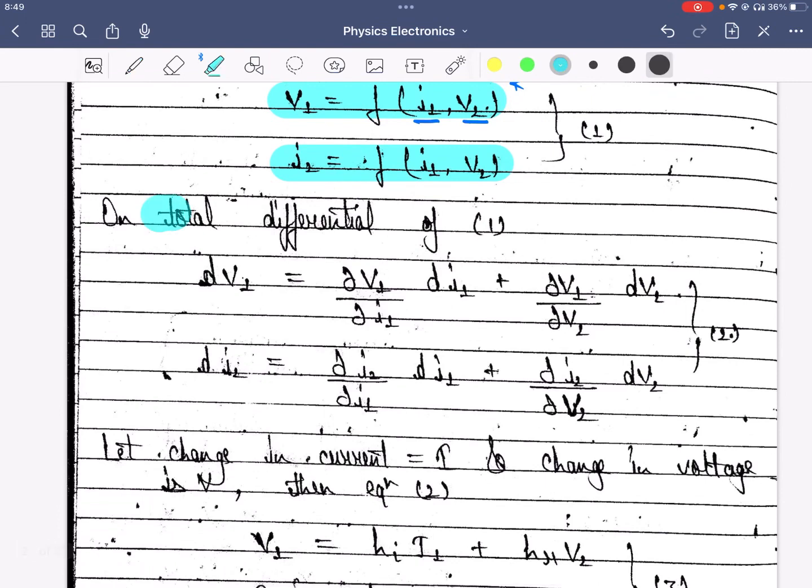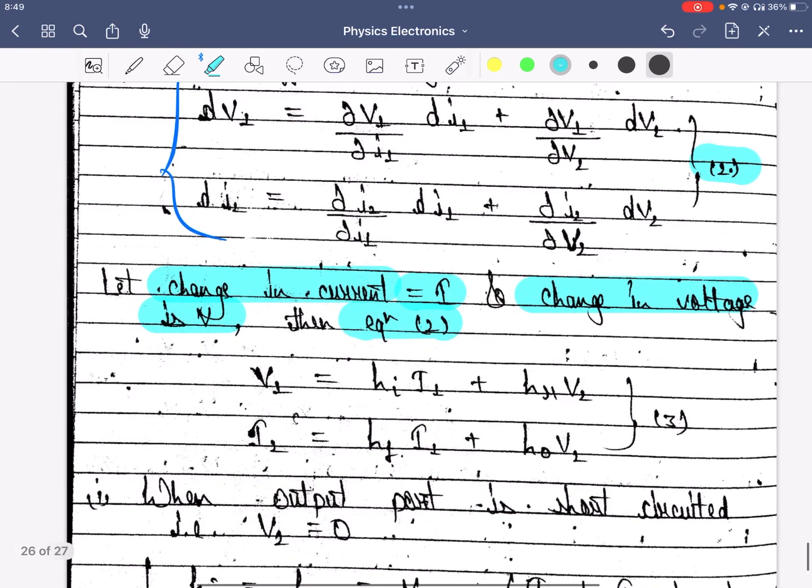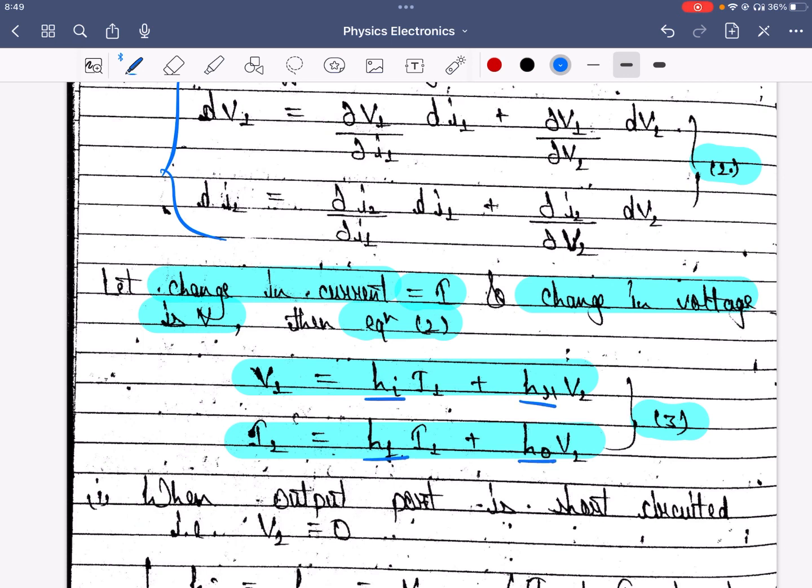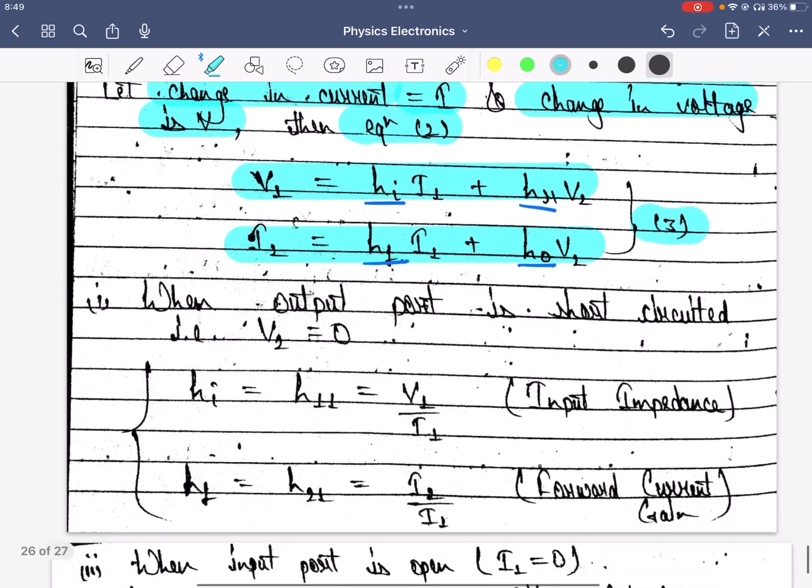On total differentiation of first, we get equation 2. Now that the change in current is equals to I and the change in voltage is V, then from equation 2 we get equation 3 as V1 is equals to HI I1 plus HR V2 and I2 is equals to HF I1 plus H naught V2. Here HI, HR, HF and H naught are the H parameters.